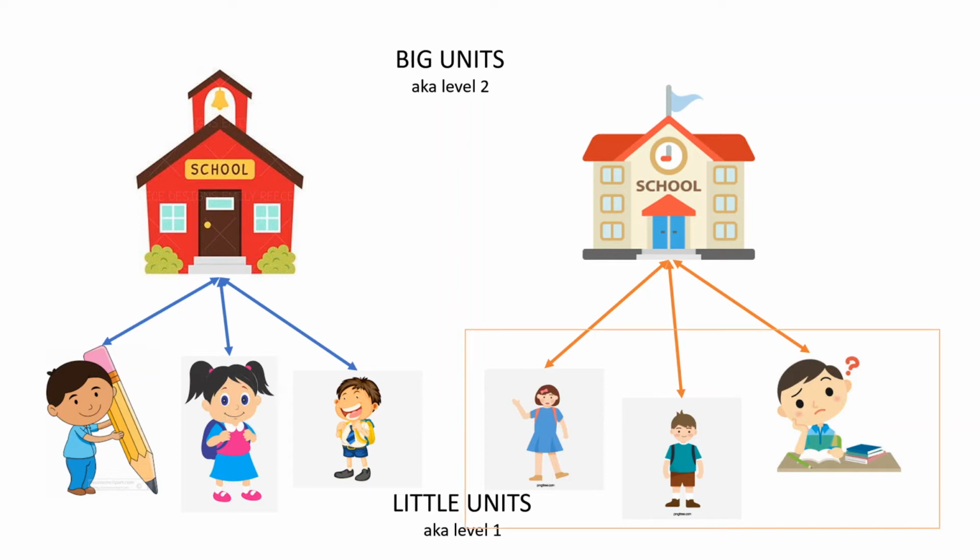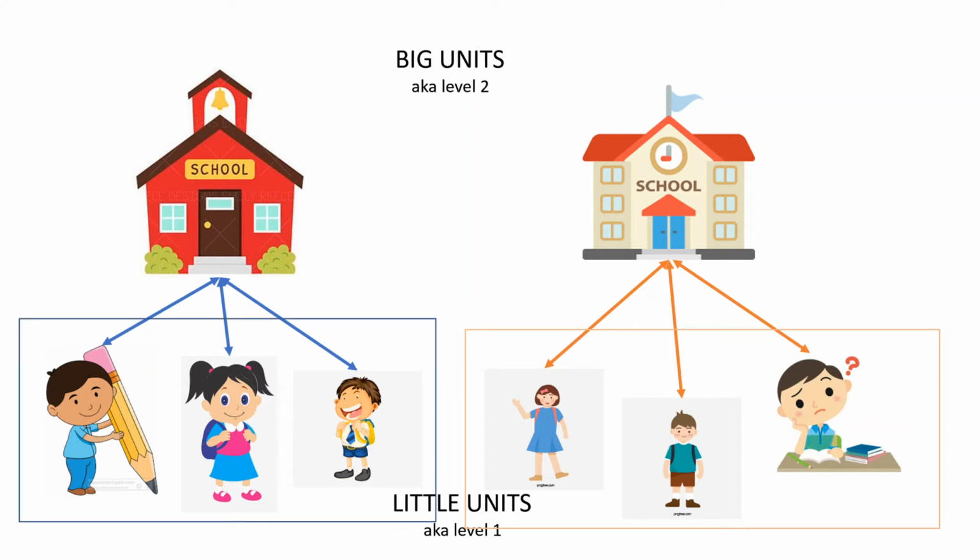The reason this is important to think about is because we expect that in nested data structures, the little units, in this case the students, will often be more similar to each other than they will be to little units that are nested within a different big unit. In this case, students nested within a different school. So here we see the students on the right are a little bit more similar to one another than they are to the students on the left, and vice versa.